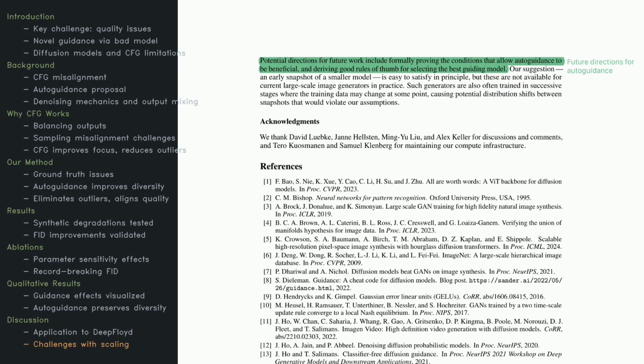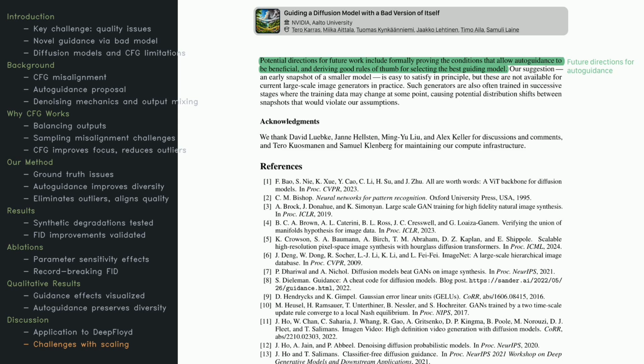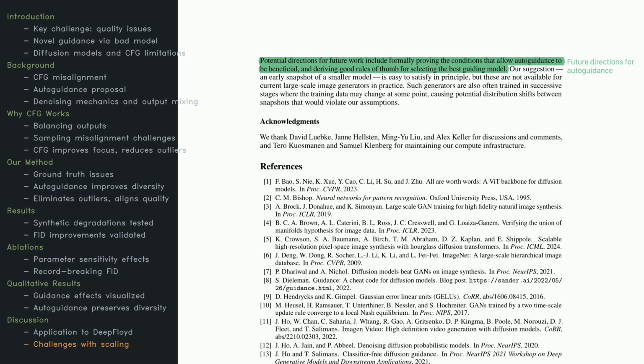Finally, on page 10 upper, we look at future directions. The authors talk about formalizing autoguidance by clarifying when it's most effective. They propose guidelines for choosing guiding models. Ideally, smaller snapshots of the main model, but large-scale generators are trained in stages, which can create distribution shifts that challenge these assumptions. So there are still open questions.